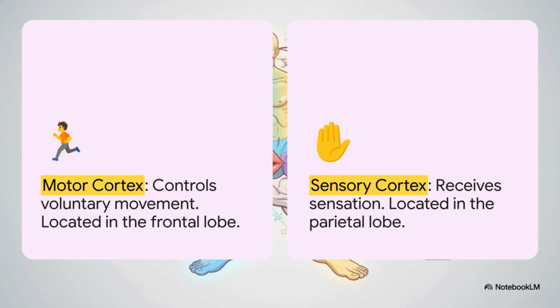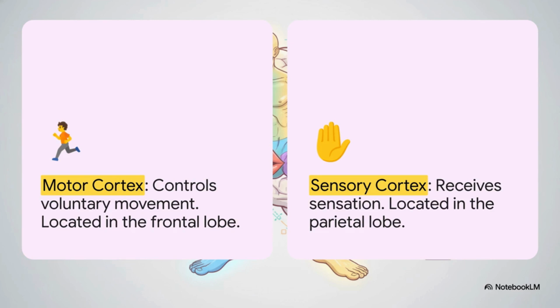Then, on the other side, located in the parietal lobe's postcentral gyrus, we have the sensory cortex, and this strip does the exact opposite. It receives incoming data. It's constantly taking in sensations like touch, pain, temperature, vibration, and proprioception, which is your sense of where your body actually is in space. And the crazy thing? Each of these strips has its very own little human, its own homunculus, mapped all the way across it.